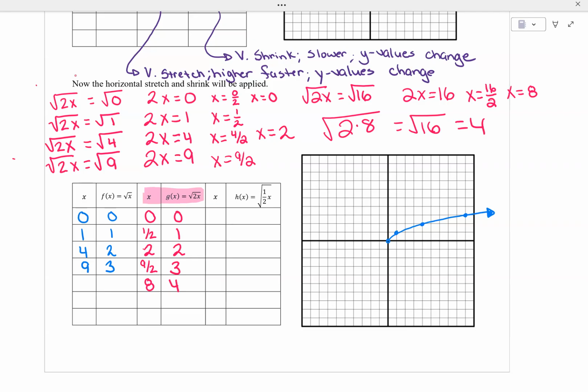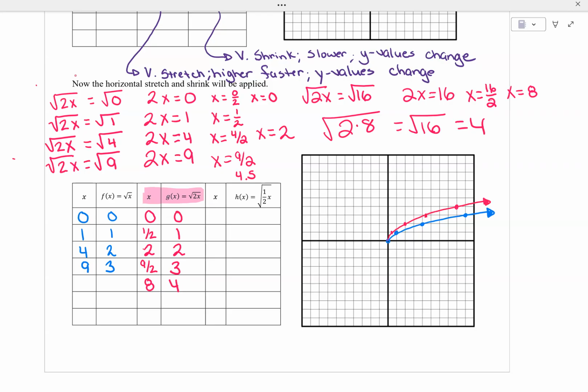Okay? So I'm going to go 0, 0. A half is 1. 2 is 2. 9/2 right here is approximately 4.5. So I'm going to go 1, 2, 3, 4, halfway in the middle, and that's going to give me a 3. And then I'm going to go to 8, 1, 2, 3, 4.